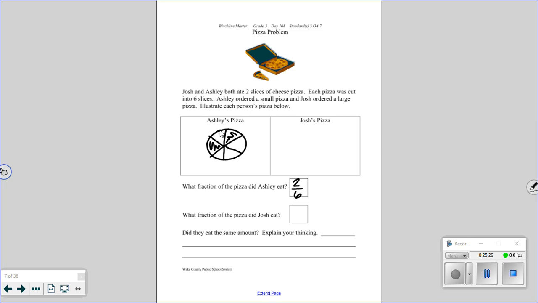Then I'm going to make a spot for Josh. Go ahead and label it Josh's pizza. We've done Ashley. We know what she's doing. She's living her best life with her pizza. Now we've got Josh. Now Josh ordered a slightly different pizza. Read that problem and see what was different about Josh's pizza versus Ashley's pizza. When you figure it out, raise your hand.